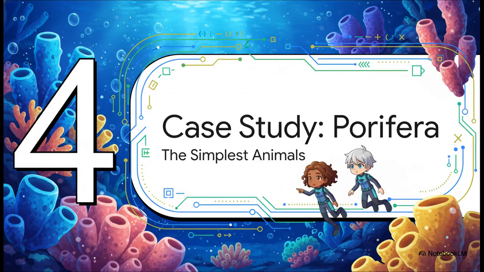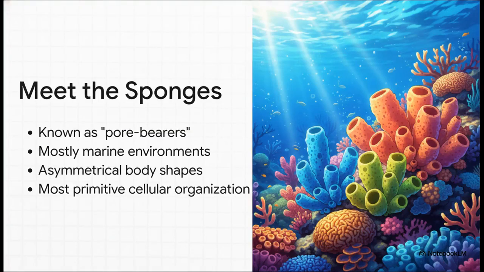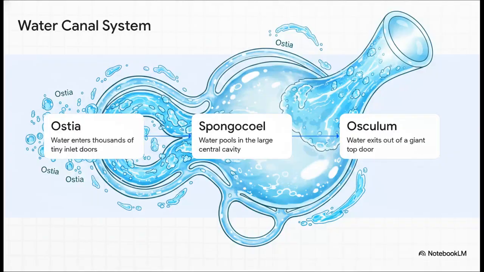Okay, let's bring it all together in section 4, case study, phylum Porifera. We are going to apply all these blueprint rules and cheat codes to the absolute simplest animals on Earth. Meet the sponges. Now, the name Porifera literally translates to pore bearers. And yeah, they are covered in tiny holes, they live mostly in salty marine environments, and despite the fact that they've been surviving for hundreds of millions of years, they still operate at the most primitive cellular level with these totally asymmetrical bodies. But hey, do not let their simplicity fool you for a second.